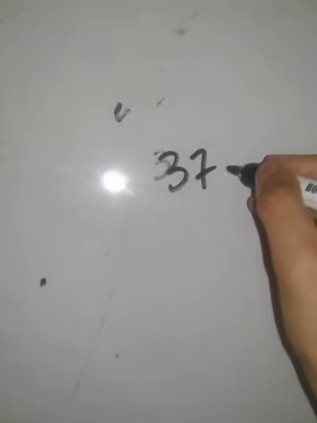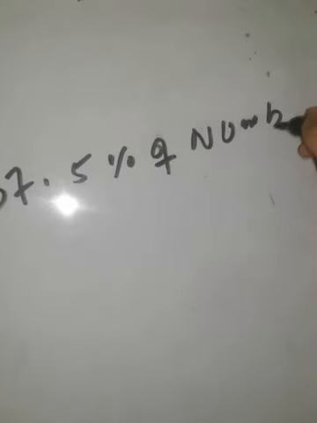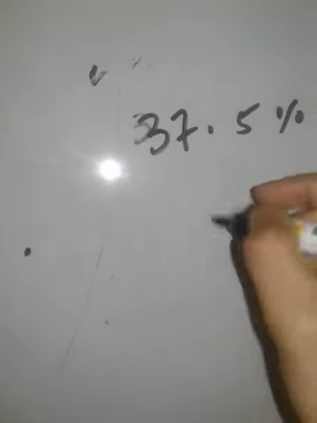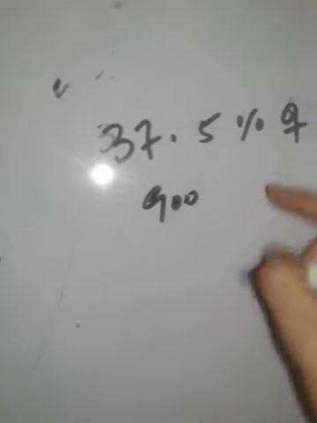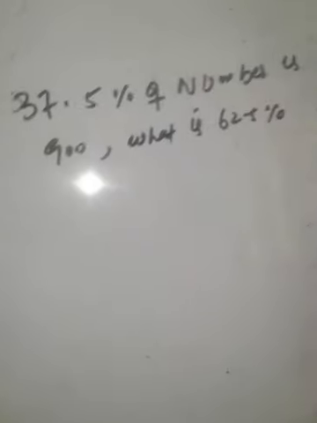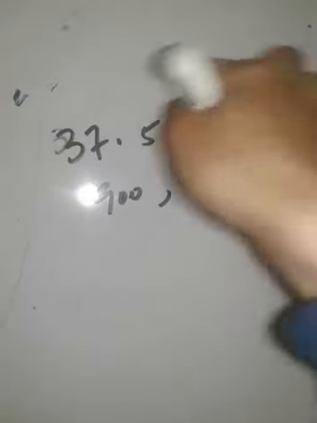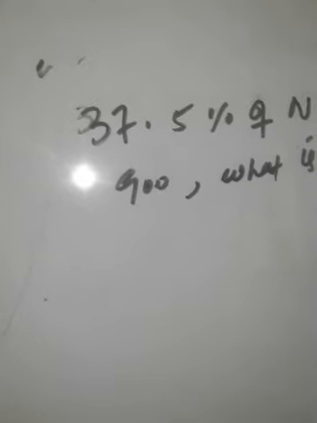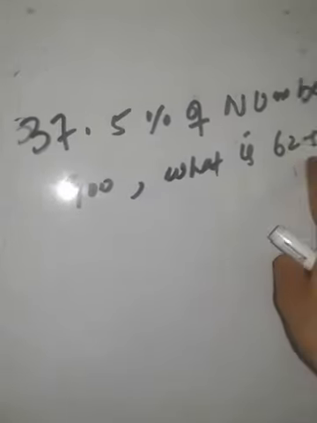Let us do another question. Have a look. We have the question: 37.5% of a number is 900. Then find what is 62.5% of that number. You are given 37.5% of a number, and you need to find 62.5%.